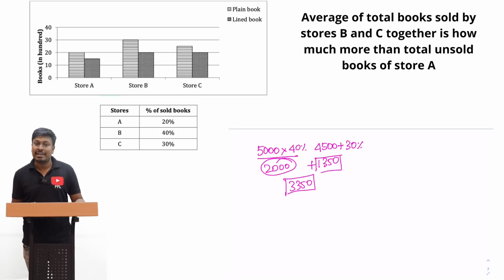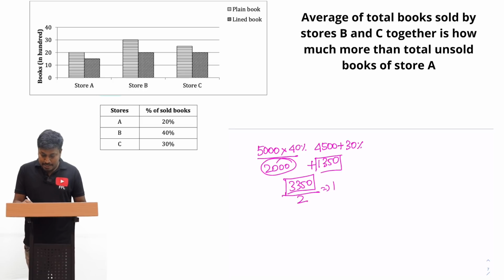But our target is to find the average. Got it? So we need to divide this by 2. So 1675 will be the average of the total books sold by store B and store C together. Now we need the unsold books of store A.